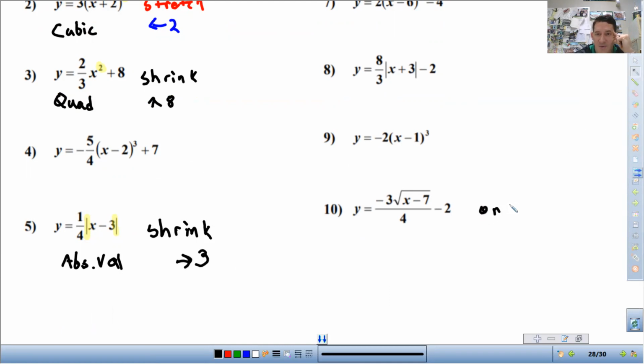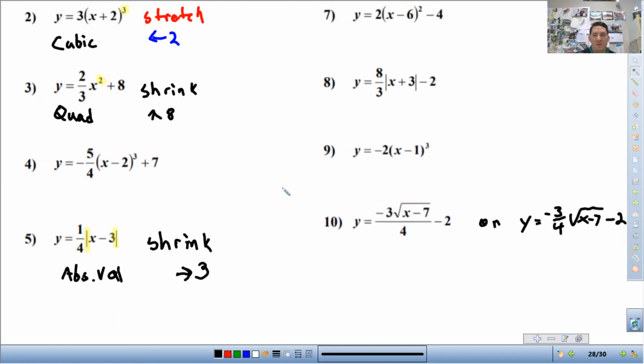Last, I'm not going to do this one for you, but if you prefer, we can rewrite this as -3/4 times the square root of x minus 7 minus 2. All right, so you can take this -3 out in front and divide by 4 and just make it its own fraction, put it out front. And that should make it easier to figure out that whole one for you.